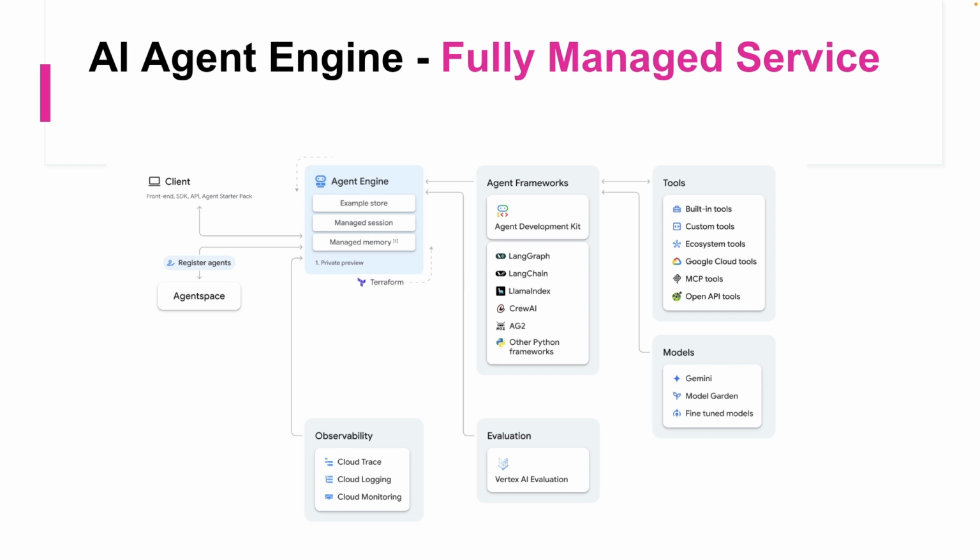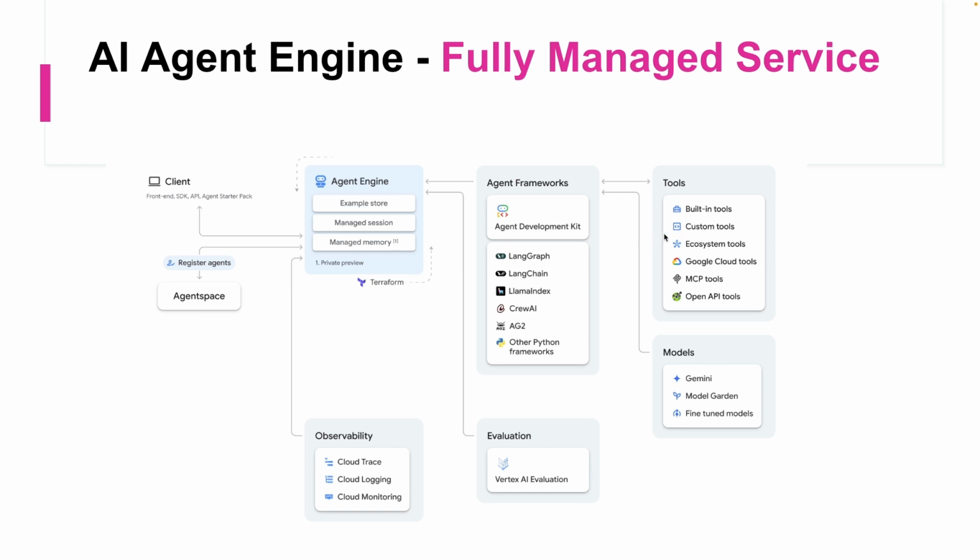Now this is the overall architecture of AI Agent Engine. It's a fully managed service, as we know. You can see here the client is sending a request to the agent engine. The agent engine is taking care of your sessions, events, state and memory, and then you can use any framework, using ADK, LangGraph, LangChain. You can develop your agent using any of these agent frameworks, and then you can also use custom tools or built-in tools. So we have built-in tools, custom tools, Google Cloud tools.